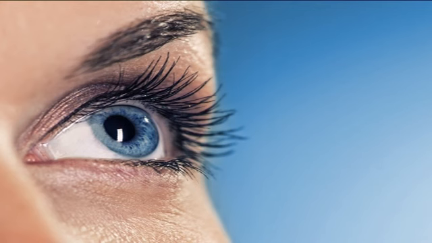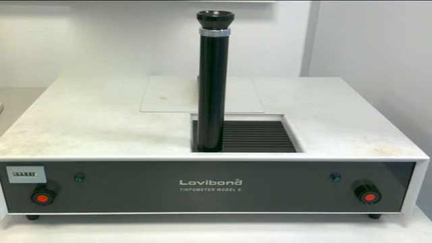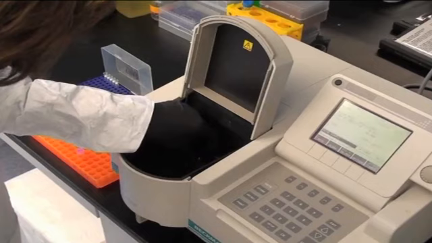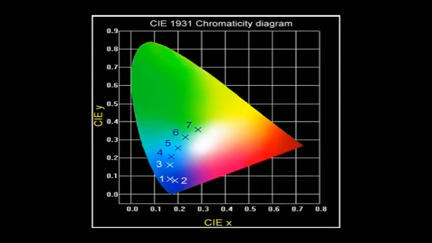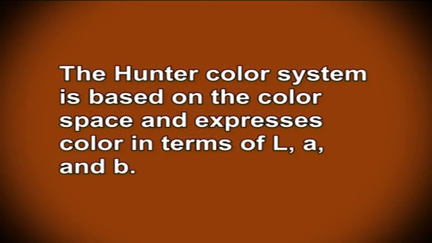Apart from the subjective evaluation of the color by human eye, the measurements of the color can also be done by instrument methods such as Lovibond tintometer, Hunter color meter and color meters based on CIE, that is Commission Internationale de l'Éclairage system. The Hunter color system is based on the color space and expresses colors in terms of L, A and B.